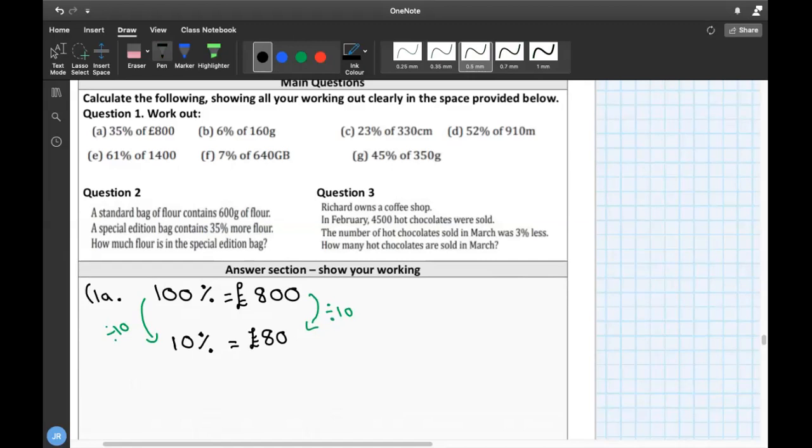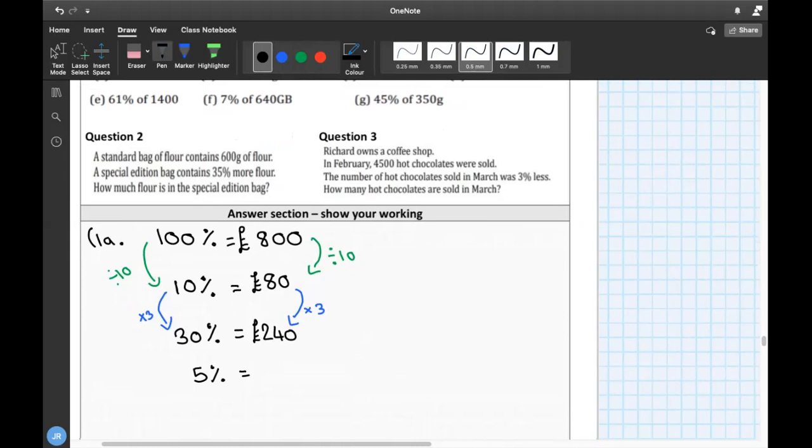Okay, we want 30%. How do I get from 10% to 30%? Well, I'm going to multiply that by 3. Do this in blue. From 10% to 30%, I've multiplied by 3. So I'm going to do the same thing here. 8 multiplied by 3 gives me 24. So 80 multiplied by 3 will be 240. Right, I need 35%. I've got 30%. I now just need to work out what 5% would be, and then I can add those together.